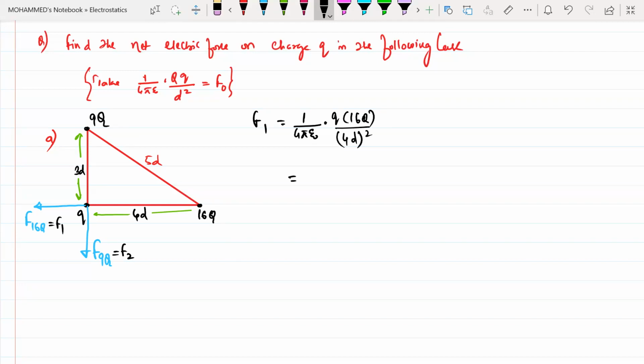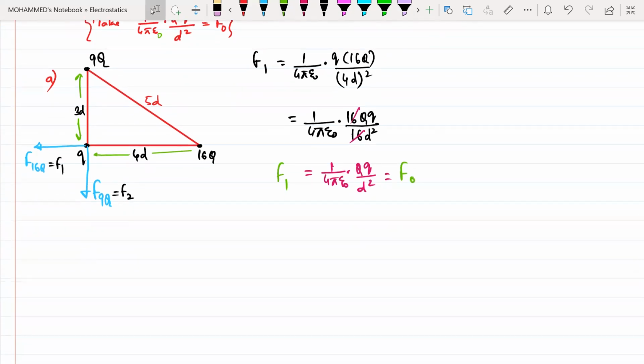So that will become how much for me, beta? 1 by 4 pi epsilon naught into 16 times capital Q small q divided by 4 square, which is also 16, into d square. Anything getting cancelled? 16 and 16 get cancelled. So this comes out as 1 by 4 pi epsilon naught into capital Q small q divided by d square. Already in the problem he told that whenever 1 by 4 pi epsilon naught, capital Q small q by d square comes, you take it as F naught. So F1 value is how much, beta? F naught. Yes, sir.